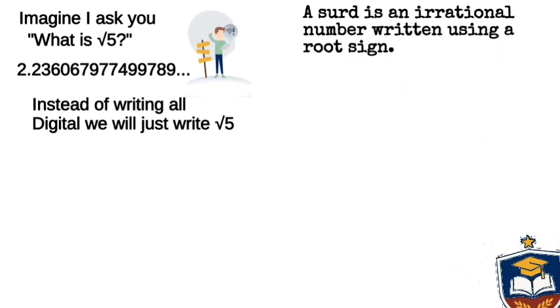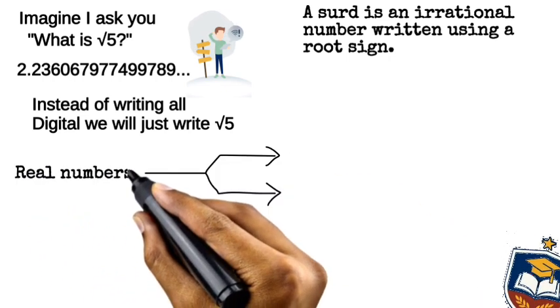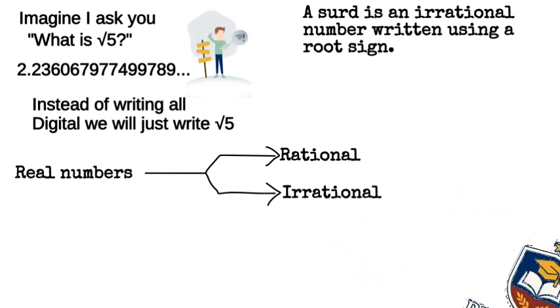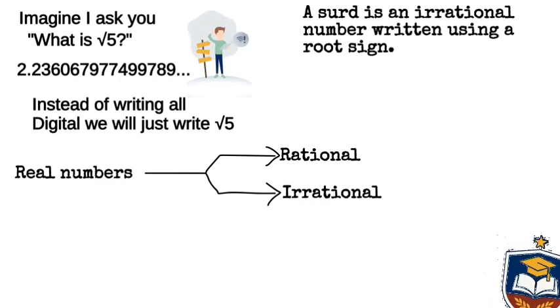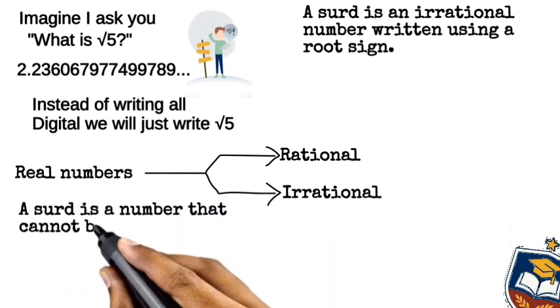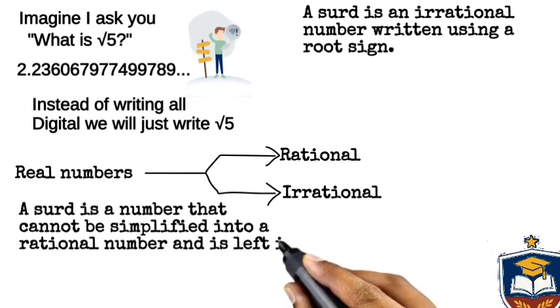As we know, real numbers are divided into rational and irrational numbers. And what are irrational numbers? An irrational number is a number that, if you write the exact value, you cannot get a repeated pattern. It goes on and on to infinity. So SURD is a number that cannot be simplified into rational numbers, and because of that we leave SURD in its root form.